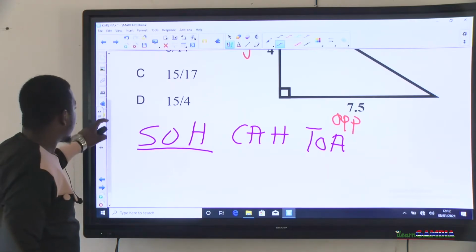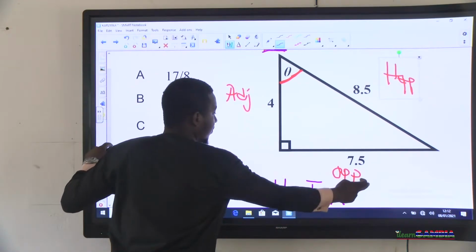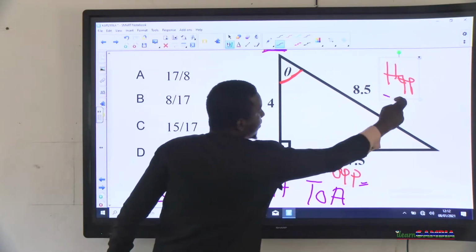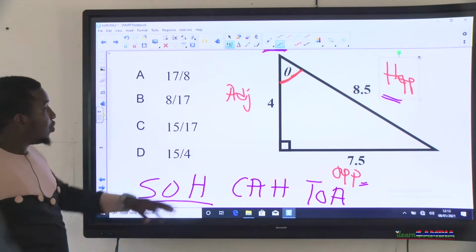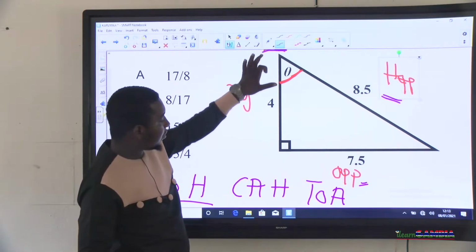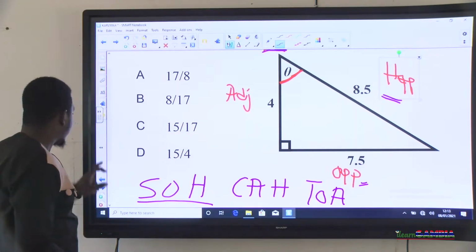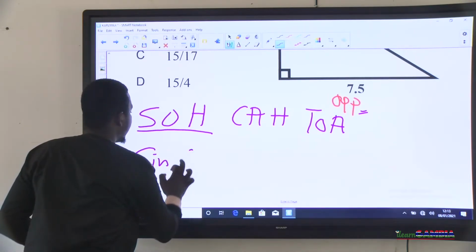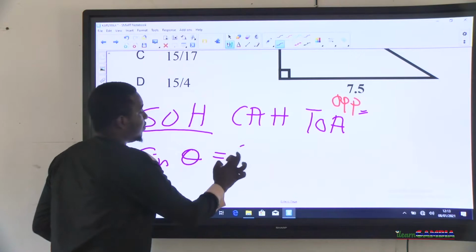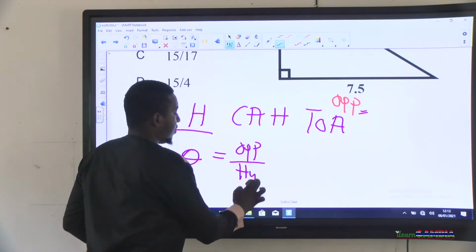Now, if it is sine, it means we are dealing with the opposite and the hypotenuse. So sine of the angle theta is equal to the opposite divided by the hypotenuse. So that is going to give us sine theta equals the opposite divided by the hypotenuse.